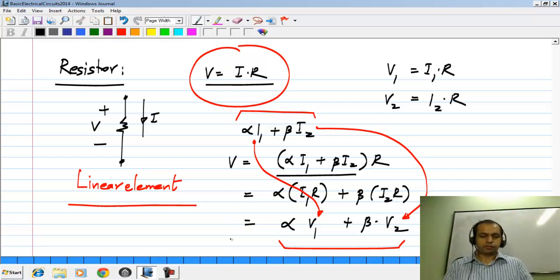Now let's try this test on other elements, particularly the voltage source and the current source, because they can be confusing. Sometimes you can apply a naive definition of linearity and say that they are linear, but they are not.